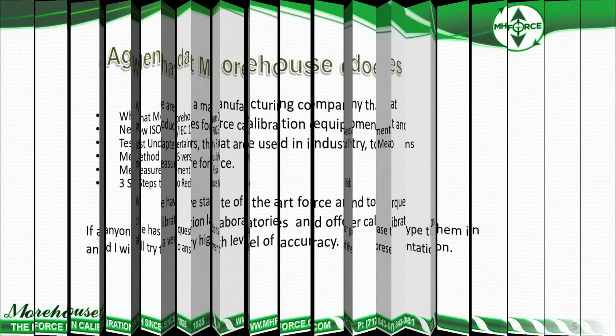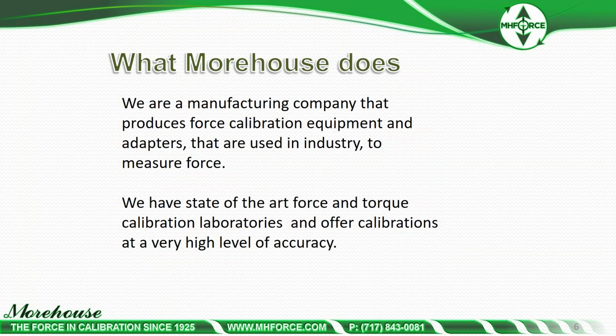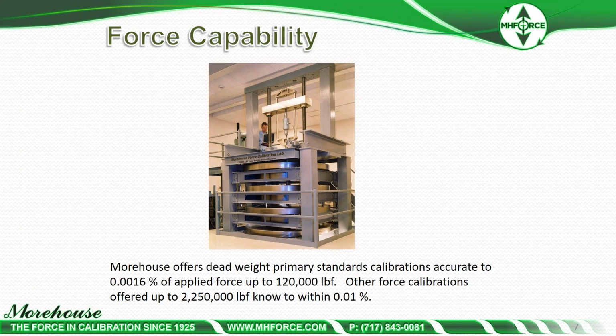For those who do not know what we do, Morehouse is a manufacturing company that produces force calibration equipment and adapters that are used in industry to measure force. We have state-of-the-art force and torque calibration laboratories and offer calibrations at a very high level of accuracy. Force capability here, that's a 120,000 pound dead weight machine. That's a primary standard in accordance with ASTM E74. So we have the capability at a primary level up to 120,000 pounds. Then we do other measurements up to 10 meganewtons or 2.25 million pounds-force to within 0.01% of applied. That is our CMC that will go into a TUR calculation that we will discuss.